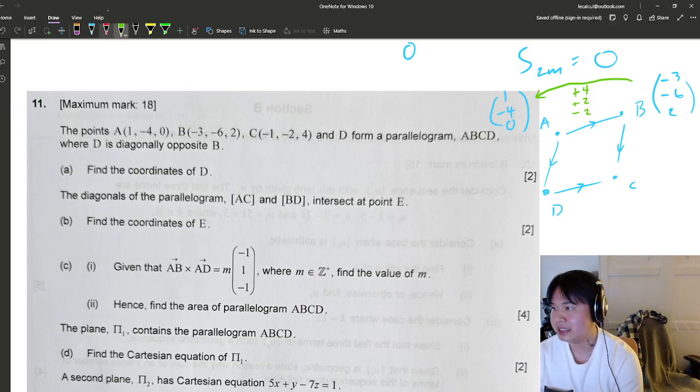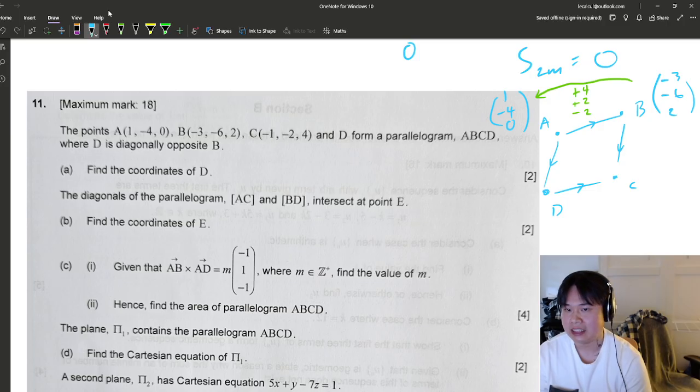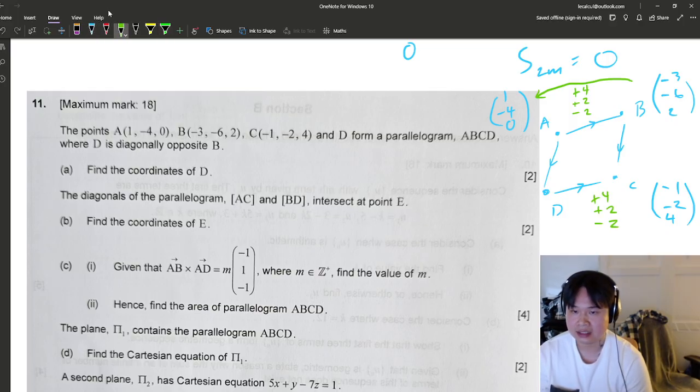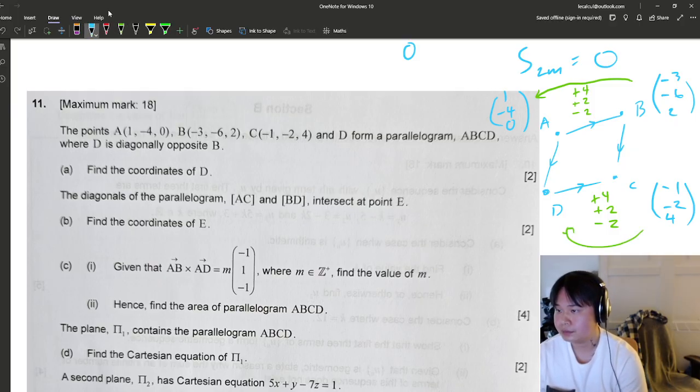Okay, so then we're going to do the same thing down below with C to D. C is -1, -2, and 4. We are going to add 4, add 2, minus 2. That should get us D. And then I guess I'll write it on one line. So -1 plus 4 is 3, 0, 2. Cool.